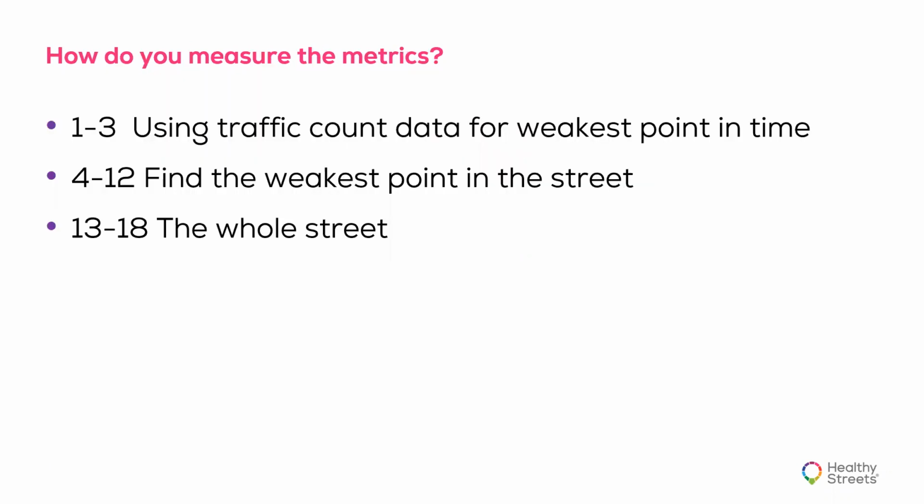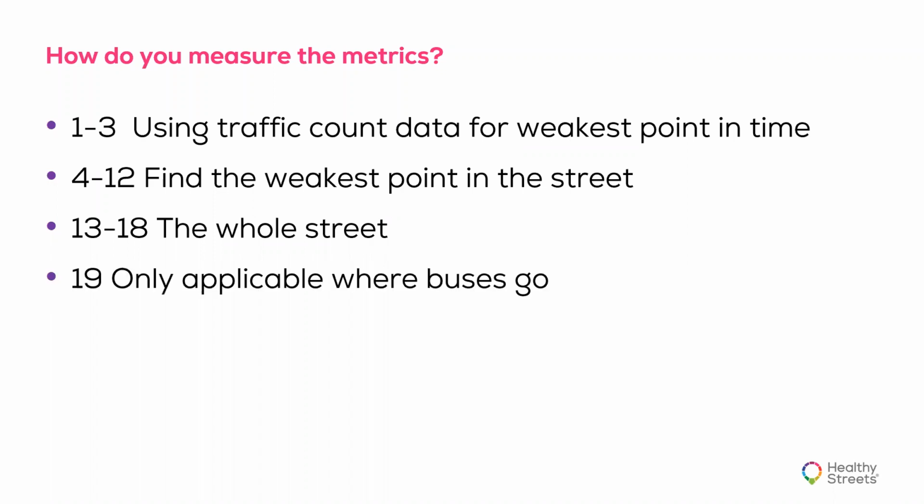For metrics 13 to 18, we're measuring the street as a whole. We're measuring, for example, how long the distance is between one seat and the next, what proportion of the street has street lighting on it, those kinds of things. So we're looking at the street as a whole. And metric 19 is only applicable on streets that have bus routes on. If the street you're assessing or the street that you're proposing won't have a bus route, you don't include this metric and your score will be adjusted accordingly.